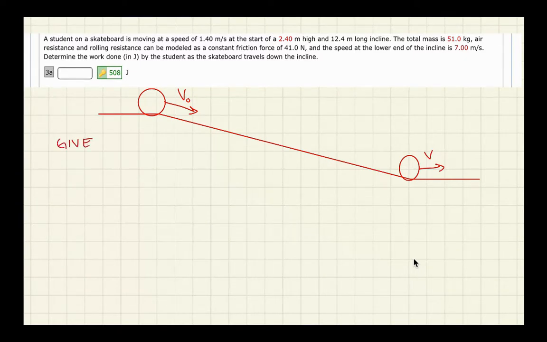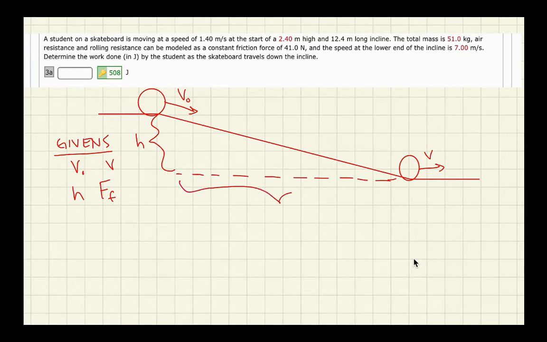Givens: I'm given v initial, I'm given v final, I'm given the height, I'm given the force of friction. I'm also given the length of this. I'm given the mass. And my question is, what is the work done by the student?